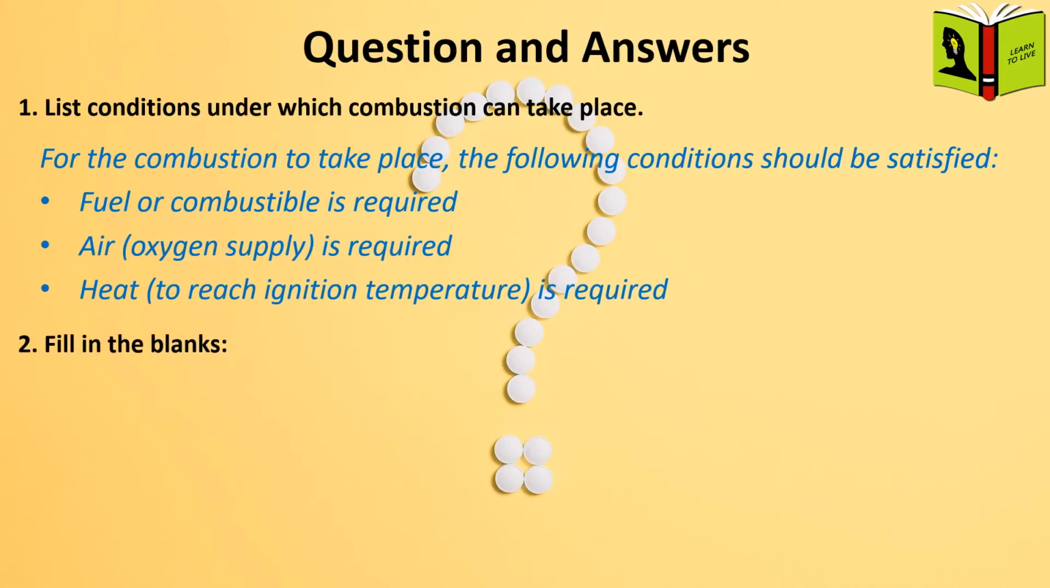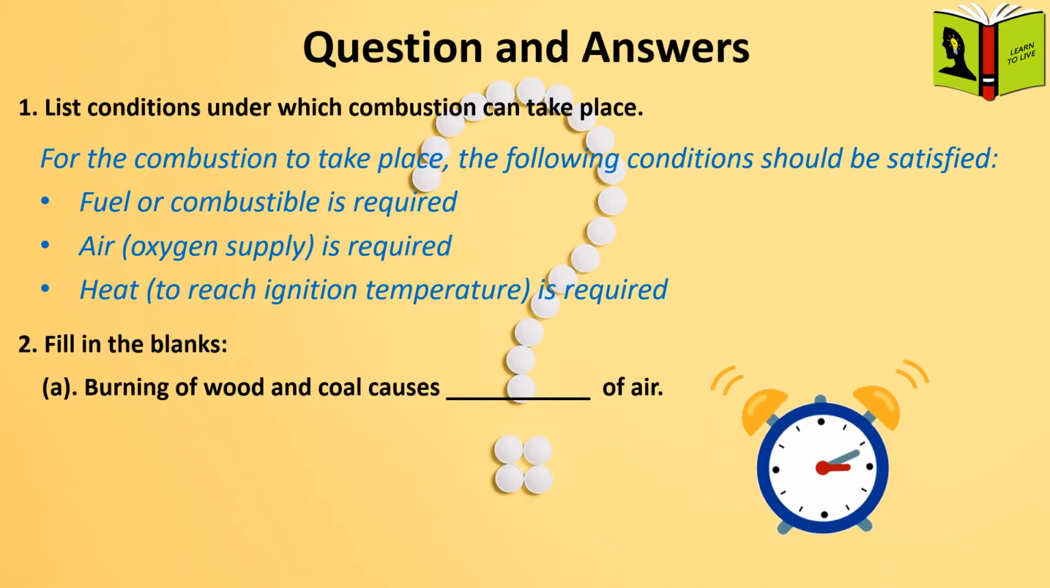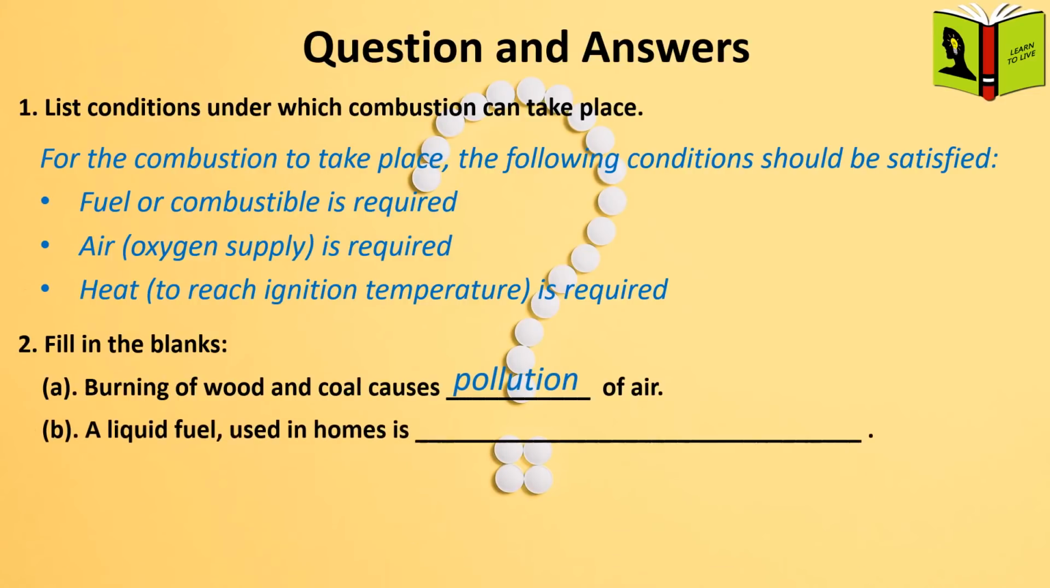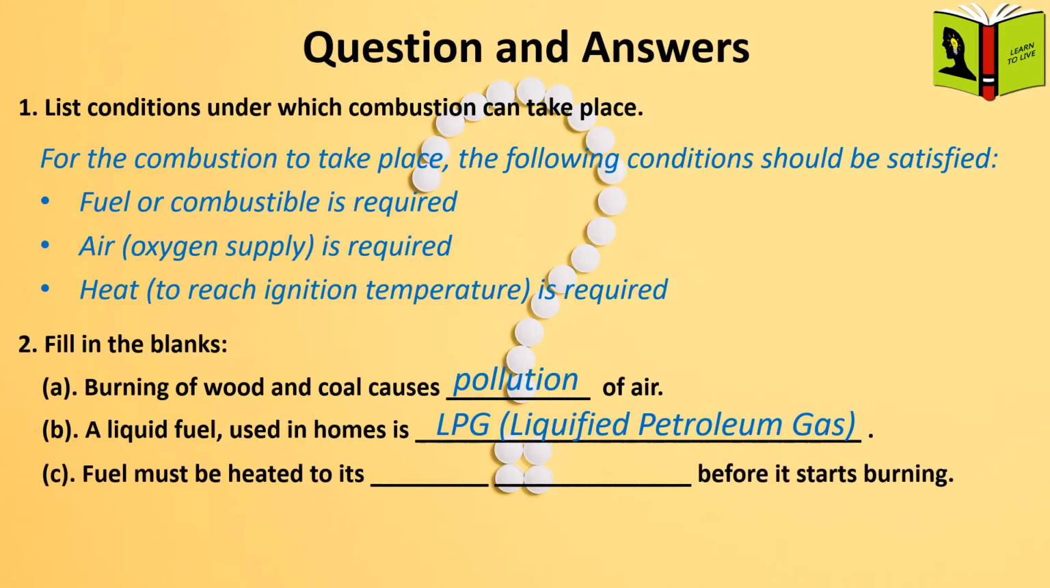Question 2. Fill in the blanks. A. Burning of wood and coal causes dash of air. Pollution. B. A liquid fuel used in homes is dash. LPG, liquefied petroleum gas. C. Fuel must be heated to its dash before it starts burning. Ignition temperature.